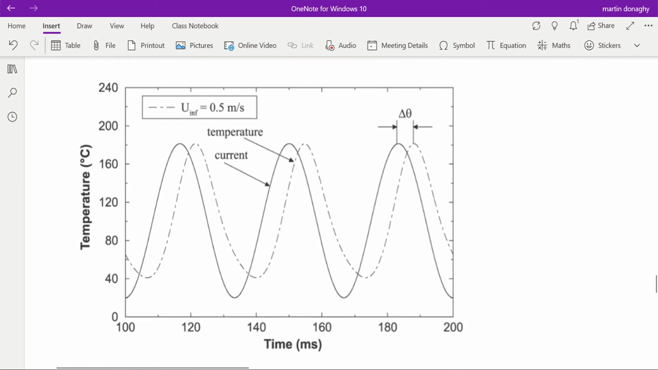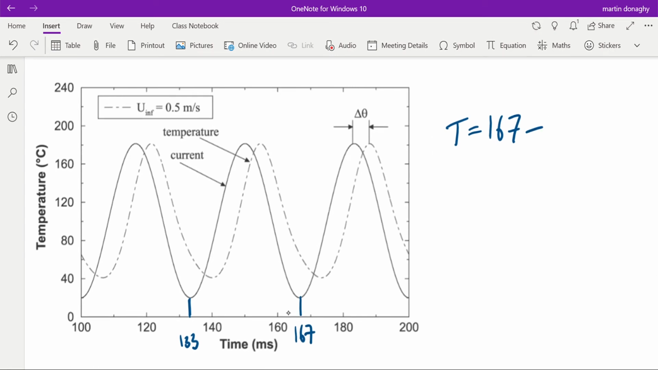Next one is more of a real life example, therefore don't be worrying if your answer is slightly different to mine, particularly because the grid doesn't really help that much here. But what we can do is maybe go trough to trough. I would say that's about 133. That's about 167. Therefore, the time difference, really the time period, would be 167 minus 133, which is equal to 34 milliseconds.